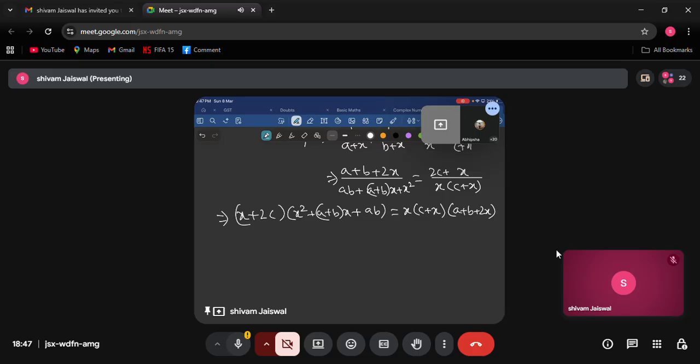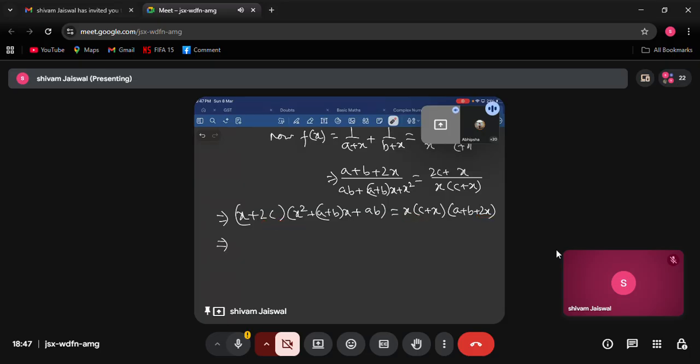Can you understand? Also, you see over here, will there be any coefficient of x square? Just need to check. Tell me. You see 2c x square and 2c x square gets cancelled.